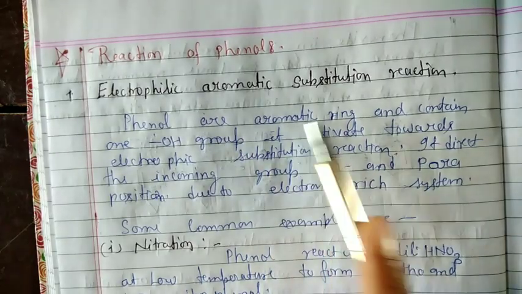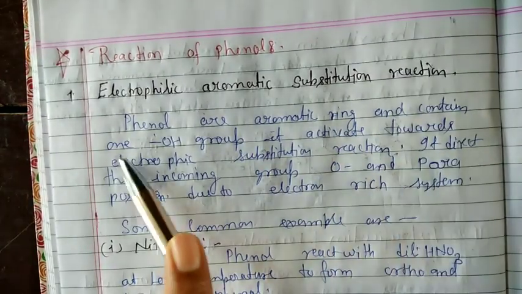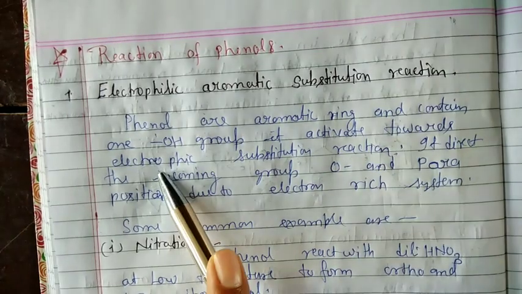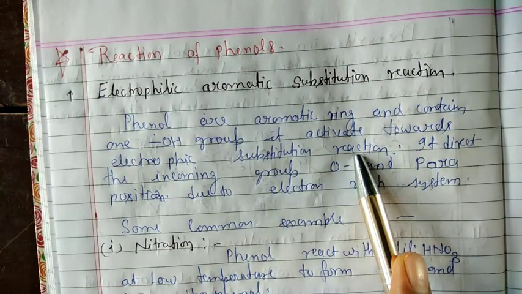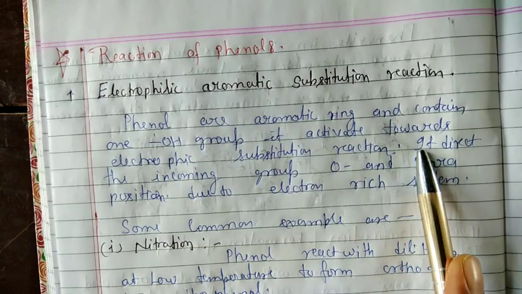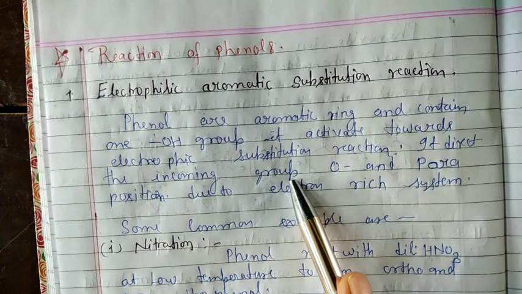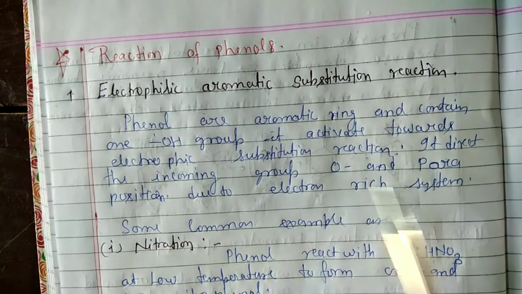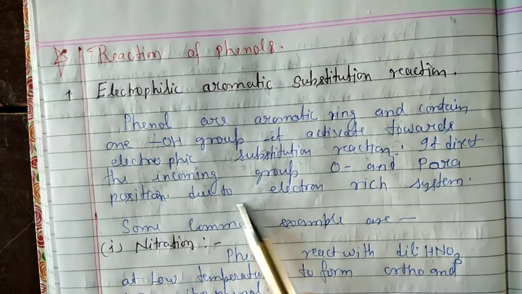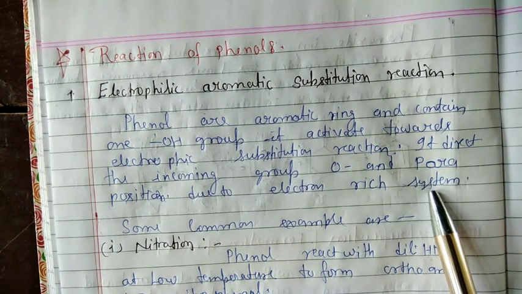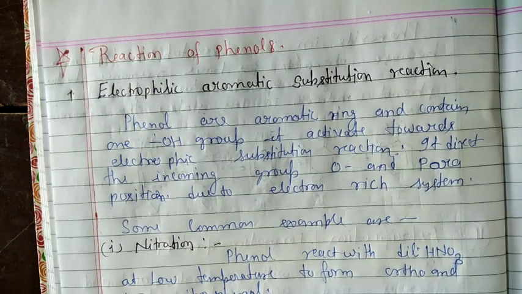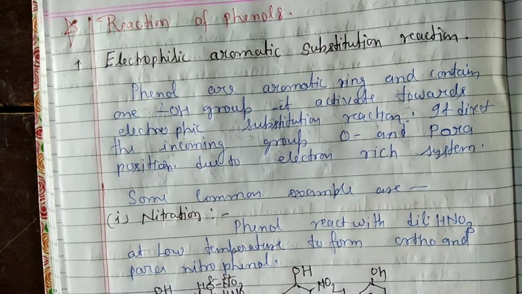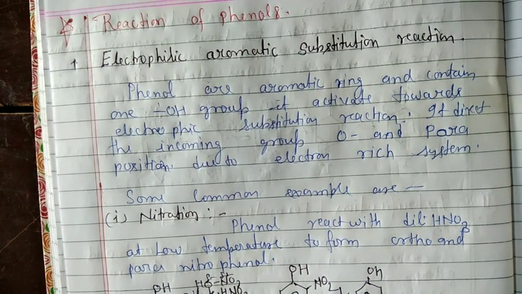Phenol is an aromatic ring containing one OH group. It activates the ring towards electrophilic substitution reaction. Okay, it directs the incoming group to the ortho and para positions due to the electron-rich system. The ortho and para positions have more electron density, so we simply say electron-rich system.